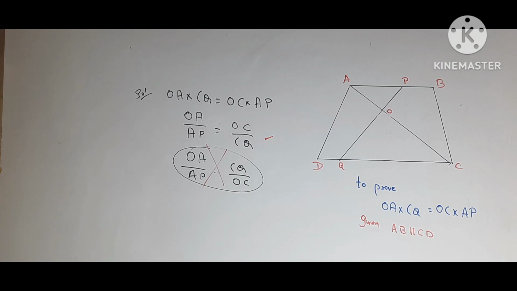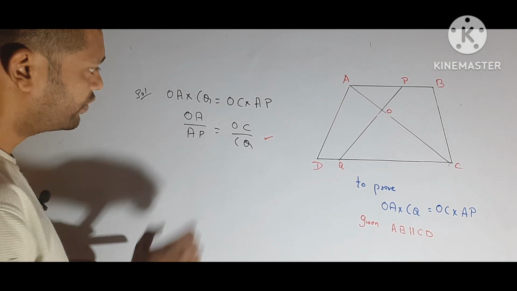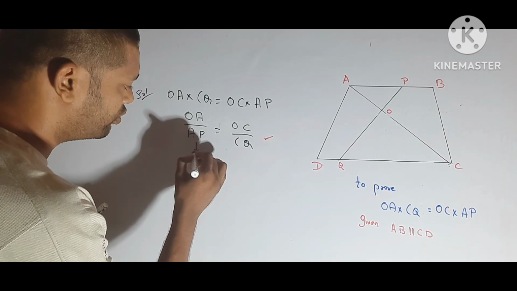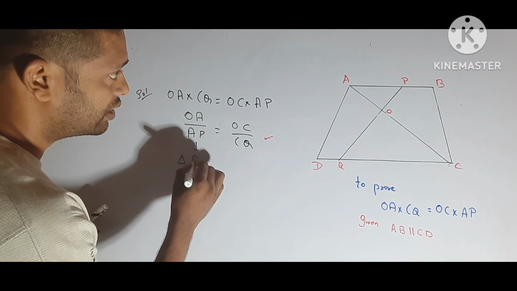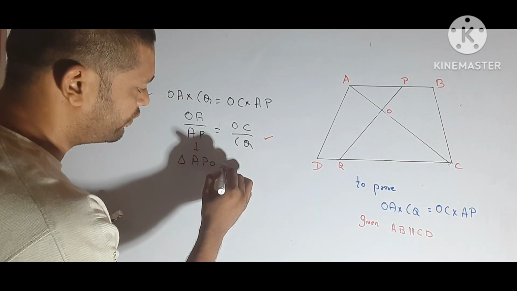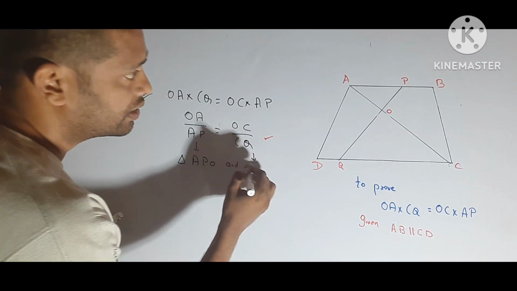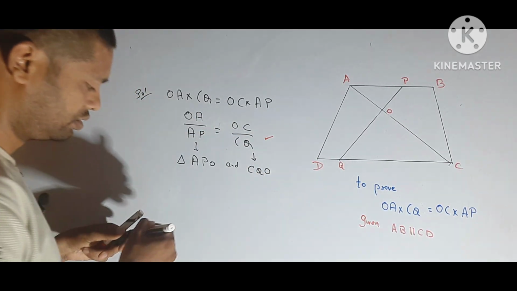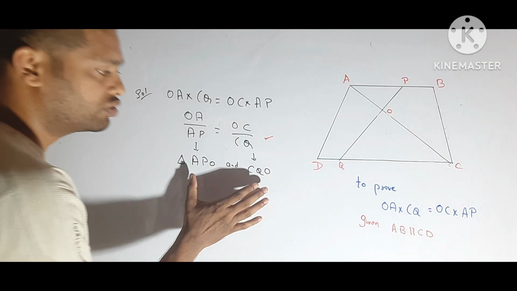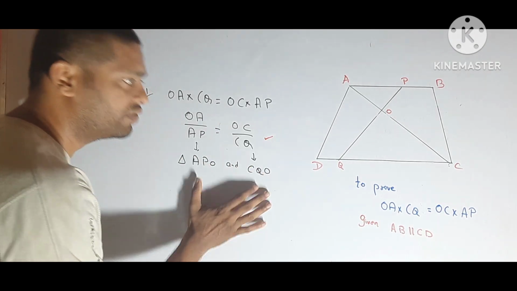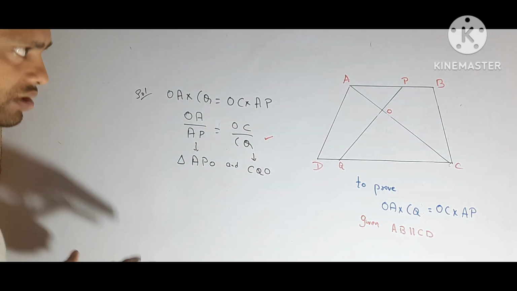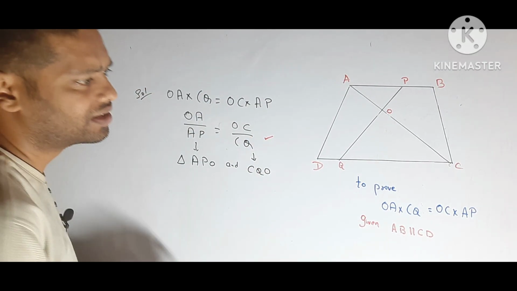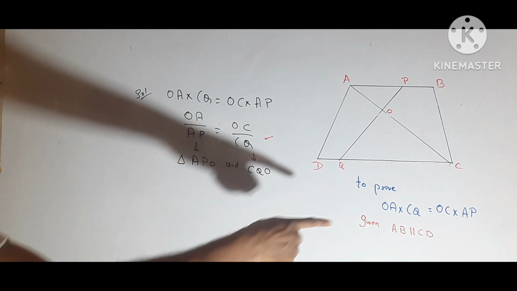After this, we got the triangle OAP, which is triangle APO, and from here the triangle is COQ or CQO, anything. So we understood we have to take these triangles and prove them similar, then we'll get this answer. Now, how to prove them similar? Did they give anything else? Yes, sir, they gave it: these two lines are parallel.